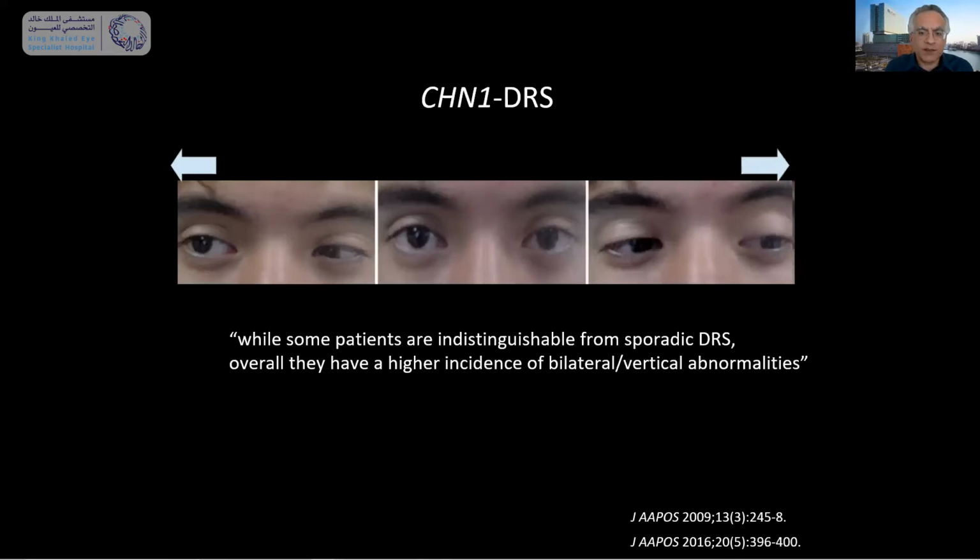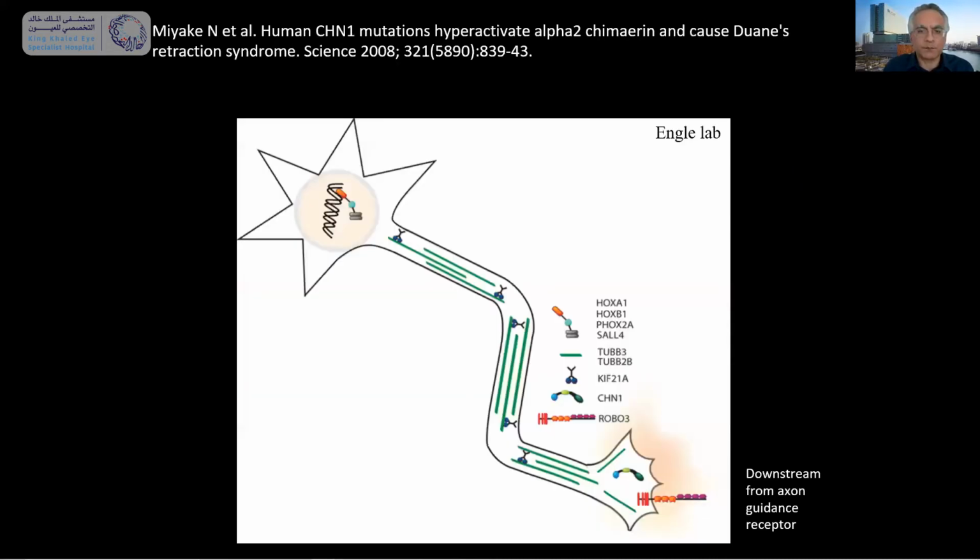These patients have a higher incidence of bilateral Duane syndrome, and they often have vertical abnormalities as well. So if you see a patient with bilateral or vertical abnormalities, you may be dealing with CHN1 mutation. We now know that CHN1 mutation can also cause vertical phenotypes like monocular elevation deficiency. So it's not only Duane syndrome that this axon guidance gene causes.